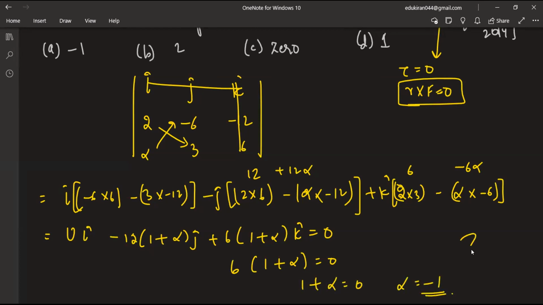Here you just have your basic mathematics calculation. This step was important. So yes, option A is right. Last 1 or 2 questions, let's discuss.